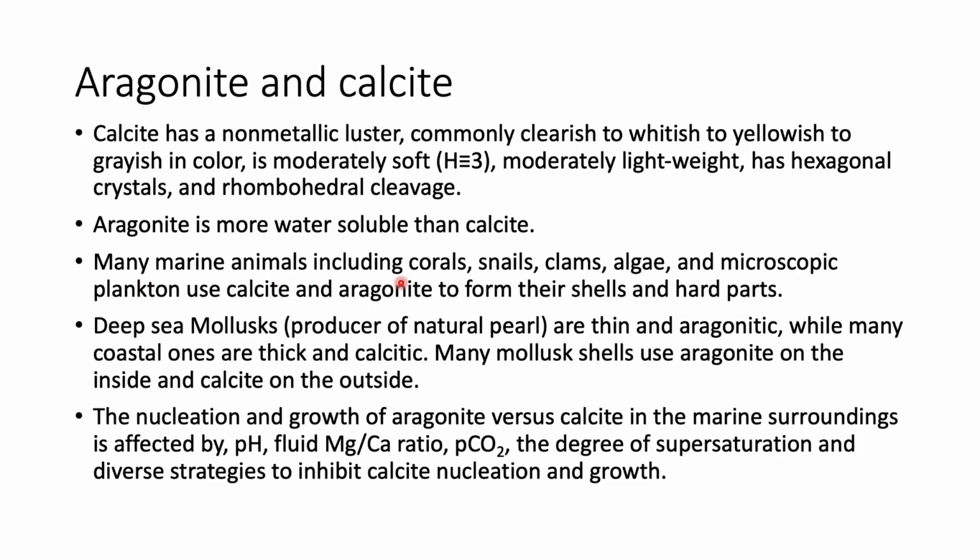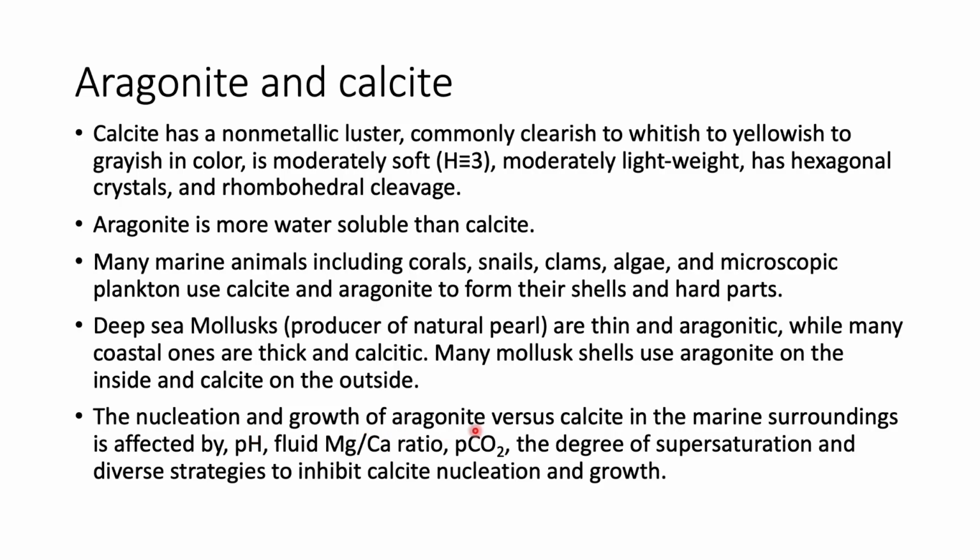Many marine animals including corals, snails, clams, etc. use calcite and aragonite to form their shells and hard parts. So if they use aragonite, it may be more water soluble. Deep sea mollusks produce natural pearls that are thin and aragonitic, while many coastal ones are thick and calcitic. So that means within the same species, for example mollusks, some of them are aragonitic and some of them are calcitic. Many mollusk shells are aragonite on the inside and calcite on the outside. So they can use both the forms of calcium carbonate.